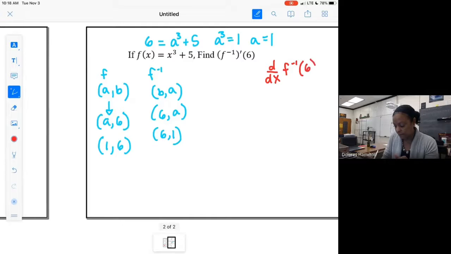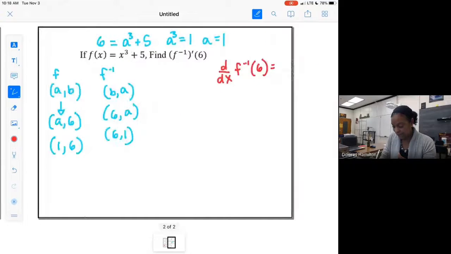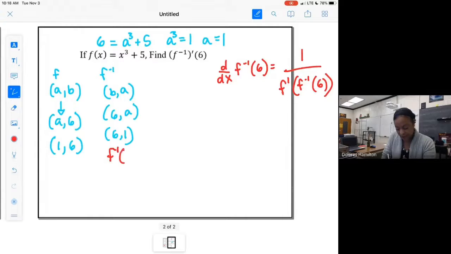So in this problem, I don't know why I didn't give myself more space. They're asking us to find the derivative of the inverse. So that derivative would be 1 over f prime of f inverse of 6. Well, look at what we just found. We found that f inverse of 6 is 1. So we start by just plugging that in to our formula. So that equals 1 over f prime of 1.